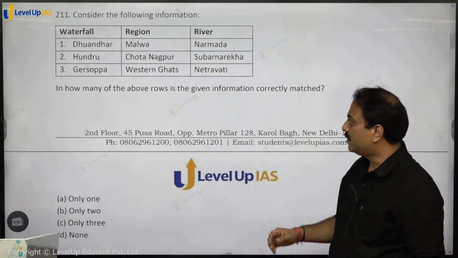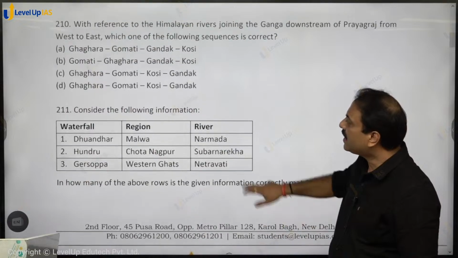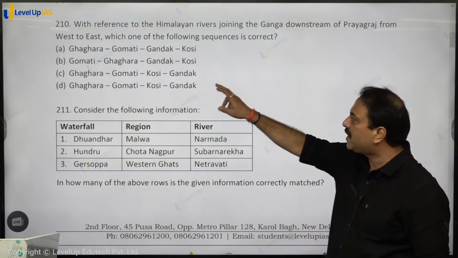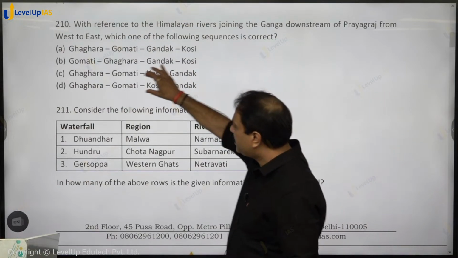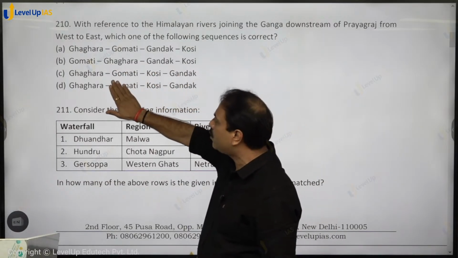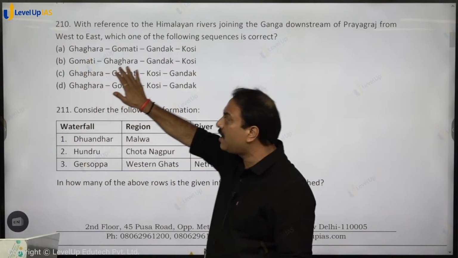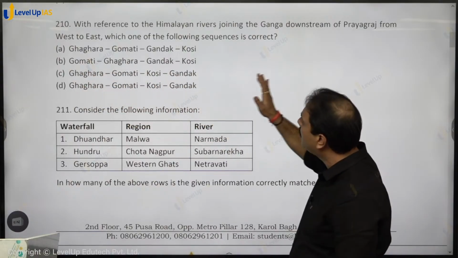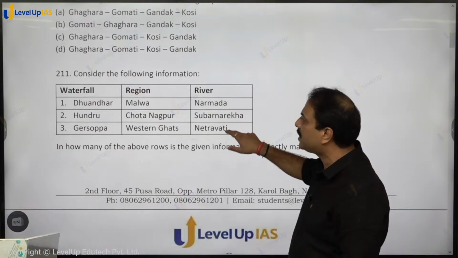Consider the following information. Here the correct answer is option B, B for boy: Gomti, Ghaghra, Gandak, Kosi. They must be different, but the correct answer has nothing to do over here. Correct answer is Gomti, Ghaghra, Gandak, Kosi. It is asking from west to east, so it is a sequence. Option B, B for boy.